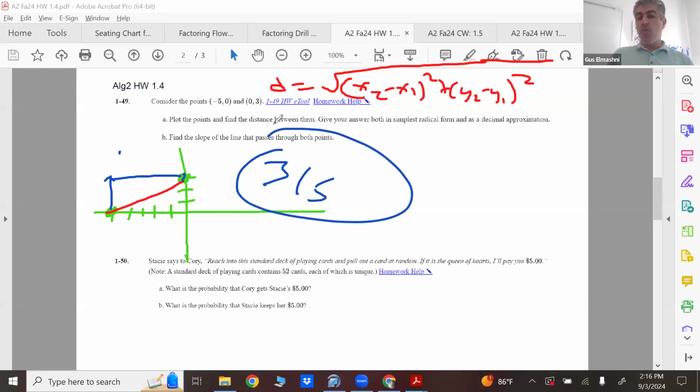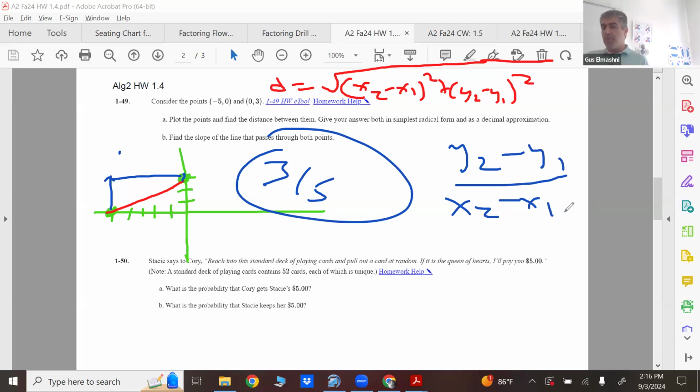Drawing helps. If you want to use a formula, you could do y2 minus y1 over x2 minus x1. The order in which you subtract doesn't have to be second minus first, it could be first minus second. It's up to you, but make sure it's consistent between x and y. You have 3 minus 0 over 0 minus -5, you still get 3/5. So, okay. So that's 49.